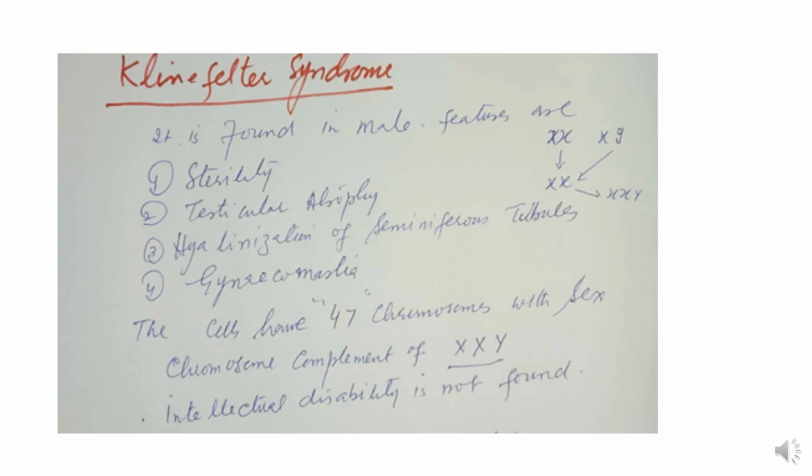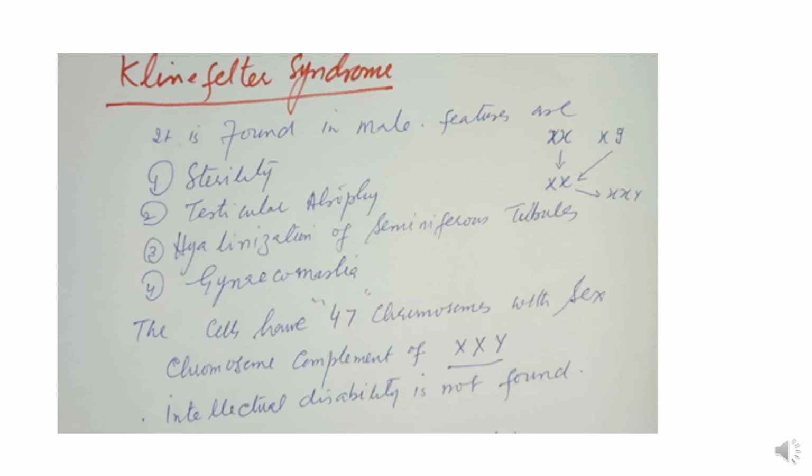Next is the Klinefelter syndrome. It is found in males. Features are, number one, sterility. They can't produce a child because the sperms are not formed. Azoospermic cases. They are azoospermic. Why are they azoospermic? Because testicles are very small. Testicular atrophy is present. They are small in size.